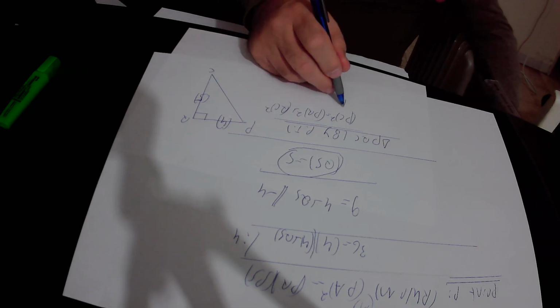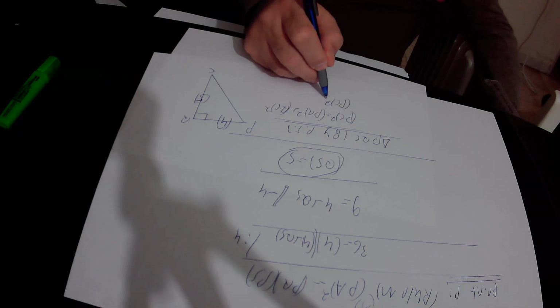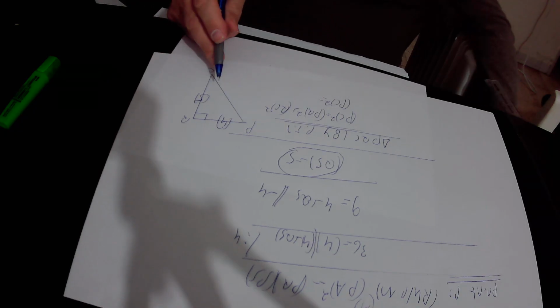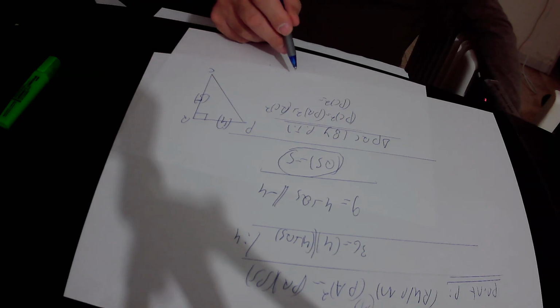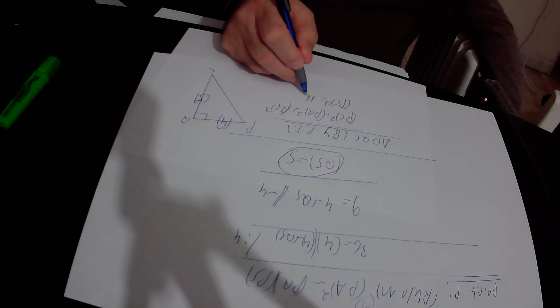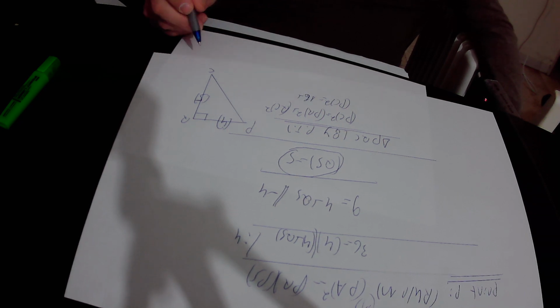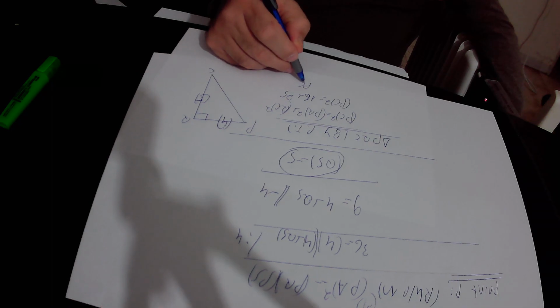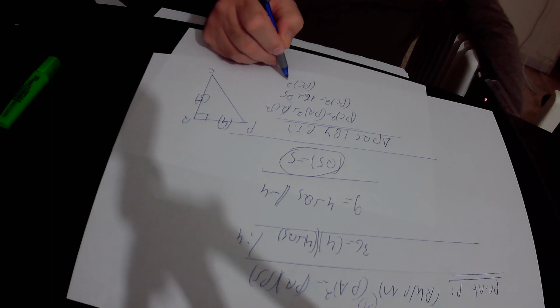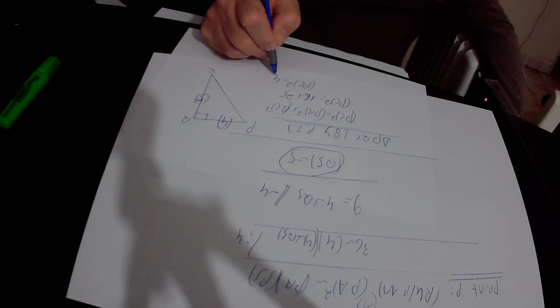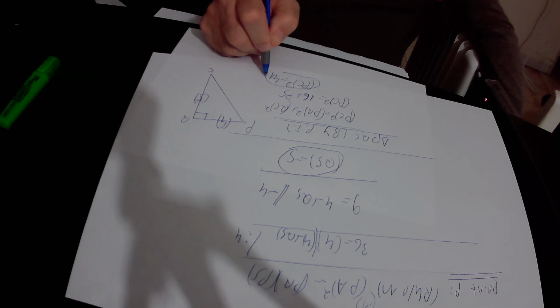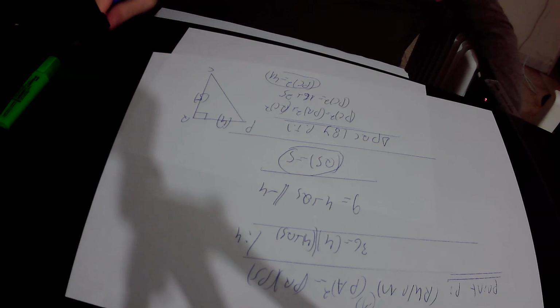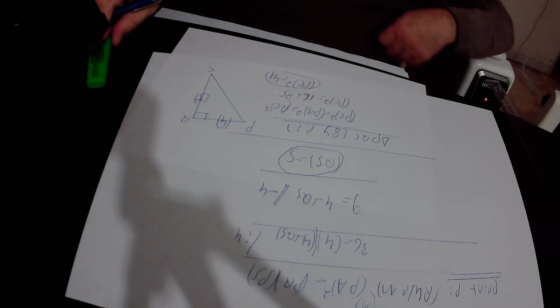So PC square equals PQ square. PQ is 4, therefore PQ square is 4 squared, that is 16, plus QC square. QC is 5, therefore QC square is 5 squared, that is 25. So in total, PC square equals 16 plus 25, that is 41. The square of the hypotenuse, PC square, equals 41.